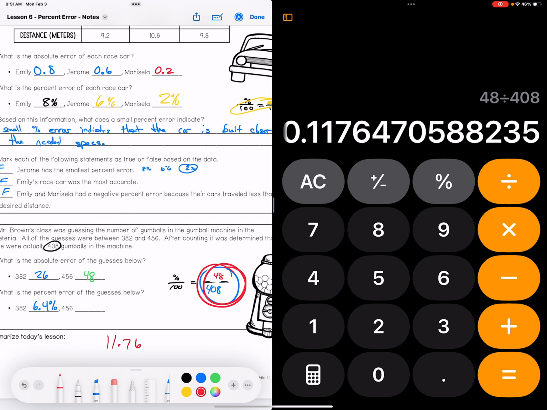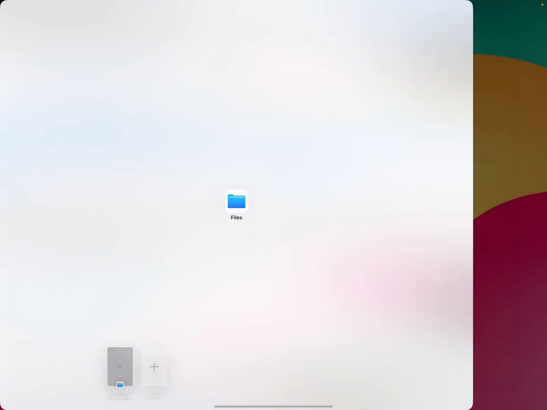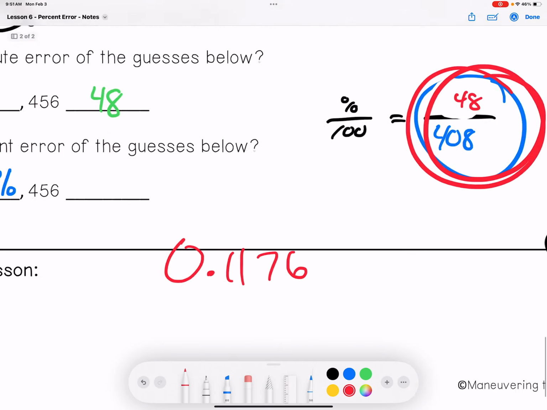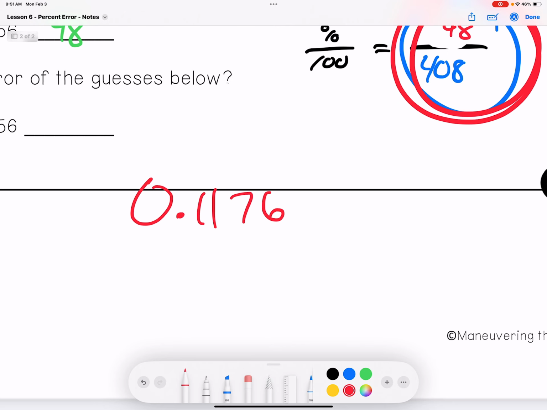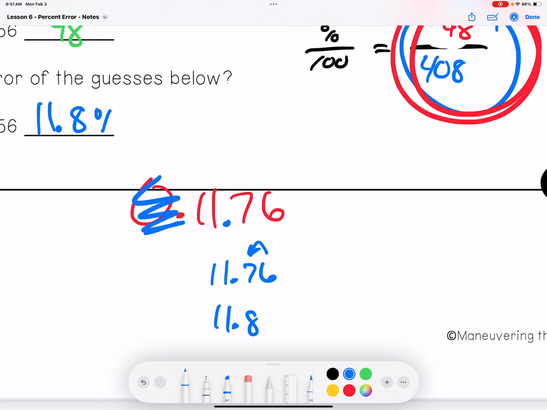And it is 0.1176. Remember, when we're turning that into percents, forget that and put your decimal after the second one. So it's 11.76. The 6 tells the 7 to round up, so it's 11.8%.